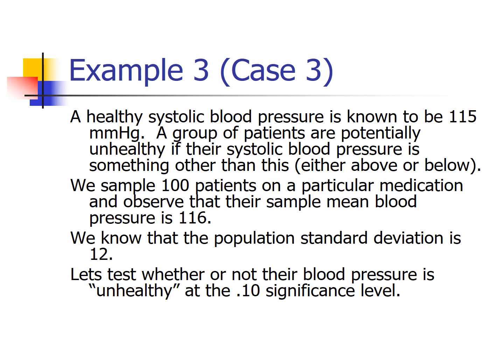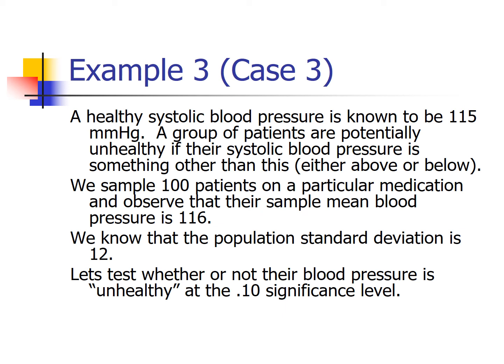So let's say that we have our sample of 100 patients. We look at their blood pressure and we find the sample mean blood pressure is 116, which is a little bit elevated. Is it enough above 115 for us to be worried? Well, to answer that question, you need to know the population standard deviation. So let's say that's 12.